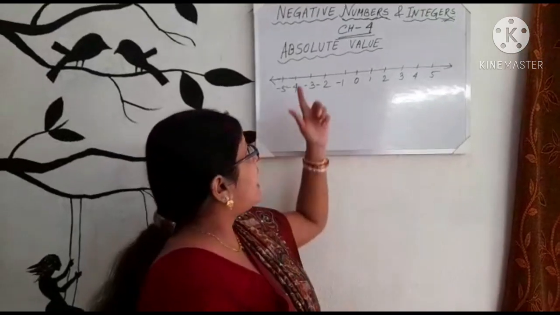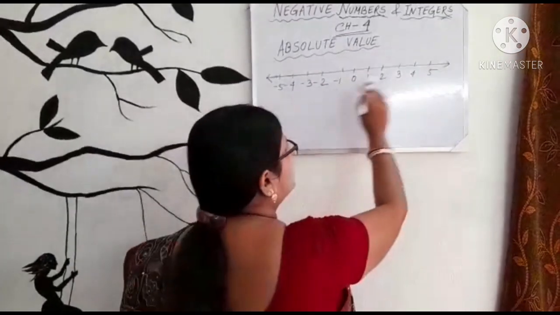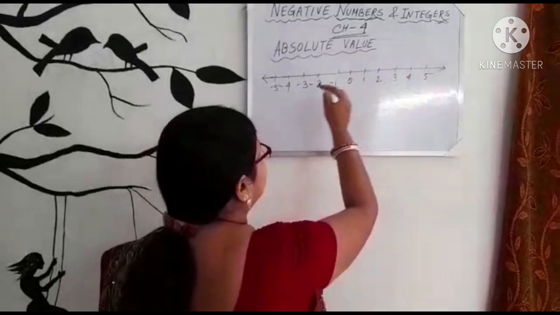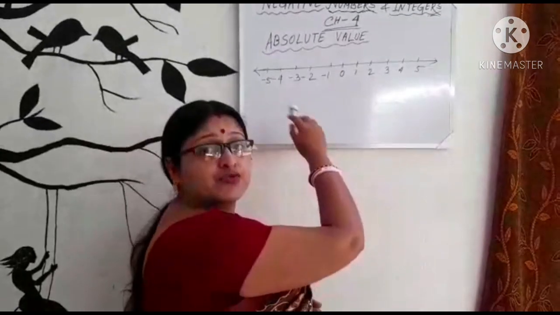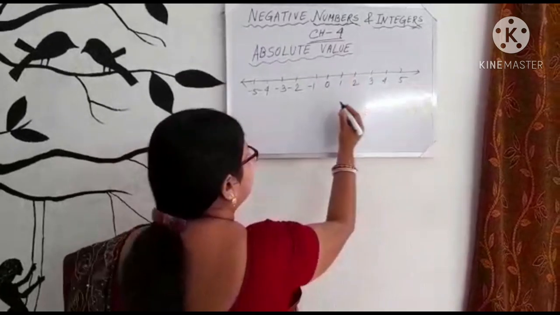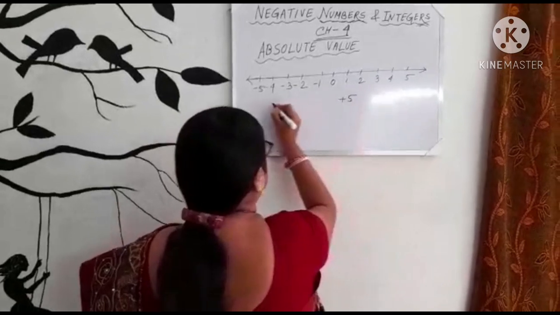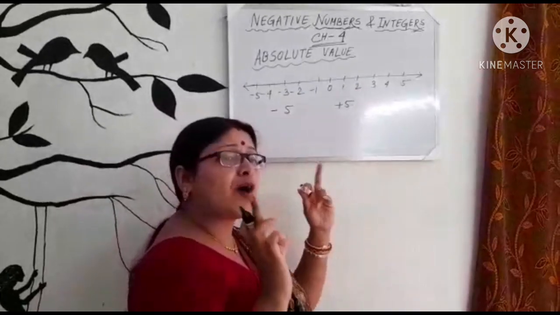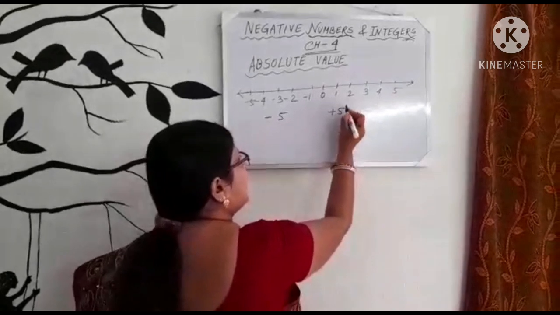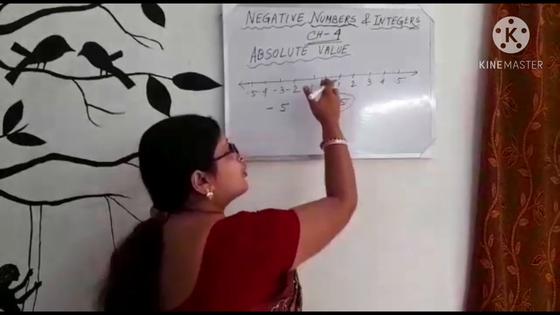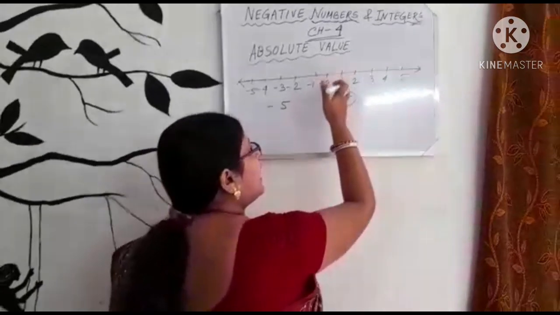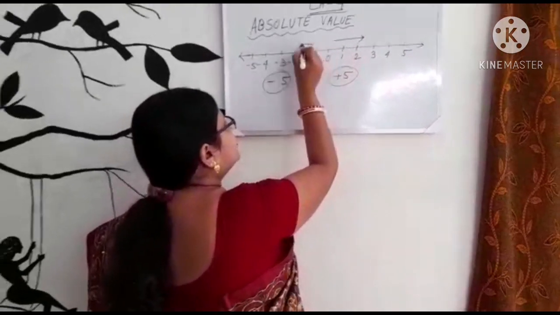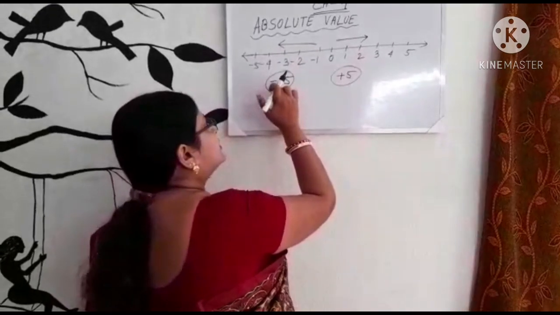Our next topic is absolute value. Okay. Here you see a number line. Here 0, 1, 2, 3, 4, 5. It is the positive side. And here minus 1, minus 2, minus 3, minus 4 and minus 5. It is the negative side. That means here is plus 5 and minus 5. Plus 5 and minus 5 are each 5 units from 0. Plus 5 means 5 units from 0 in the positive side. And minus 5 means 5 units from 0 in the negative side.